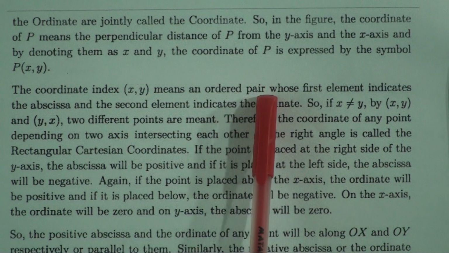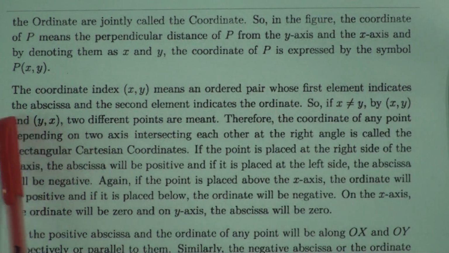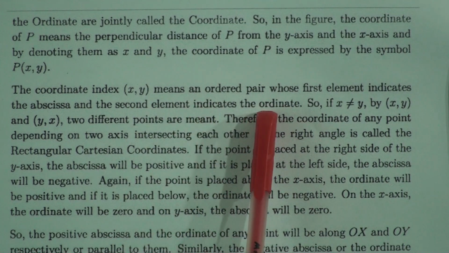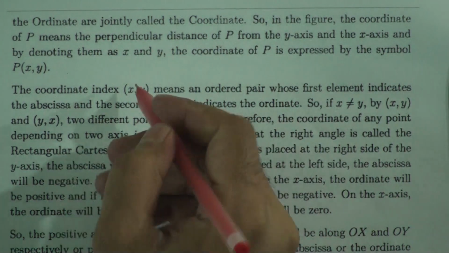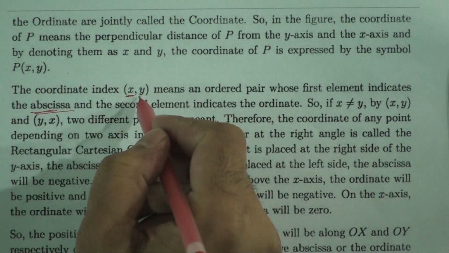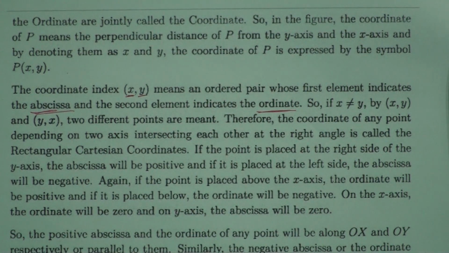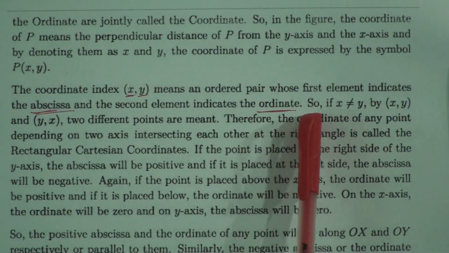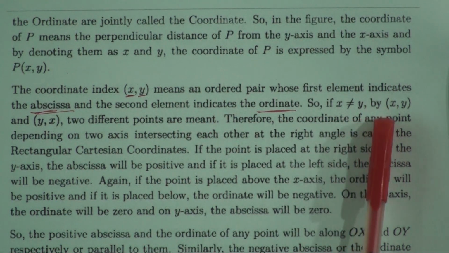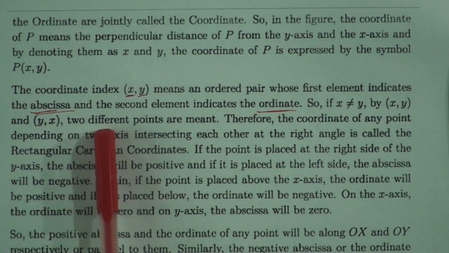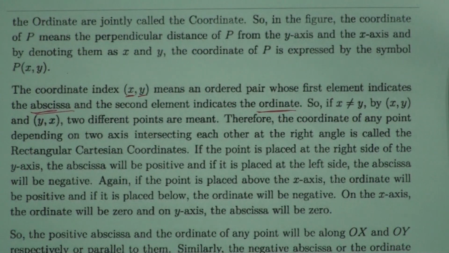Now the coordinate (x, y) means the ordered pair whose first element indicates the abscissa and the second element indicates the ordinate. So the first element x indicates the abscissa and y indicates the ordinate. Abscissa means the distance of a point from the y-axis and ordinate means the distance of a point from the x-axis. So if x is not equal to y, then (x, y) and (y, x) are two different points on the plane.